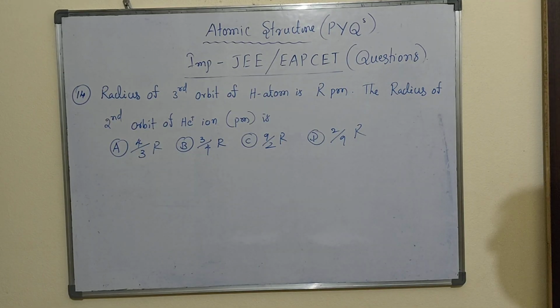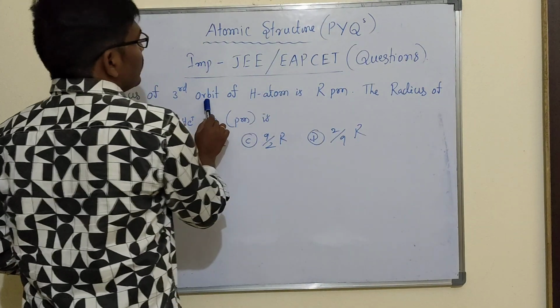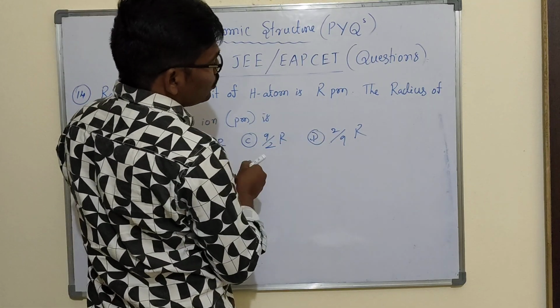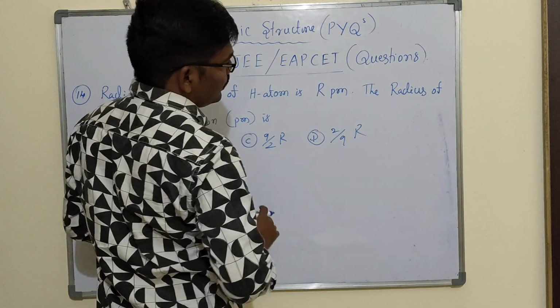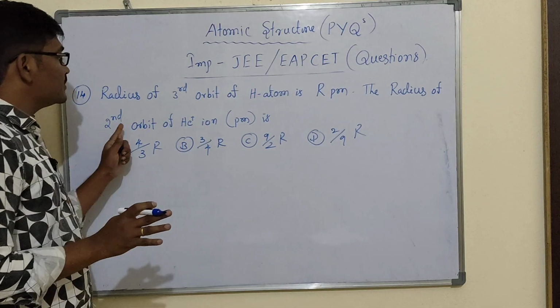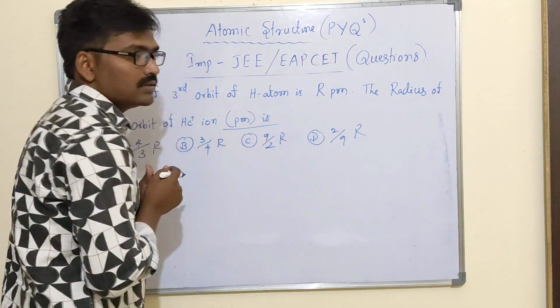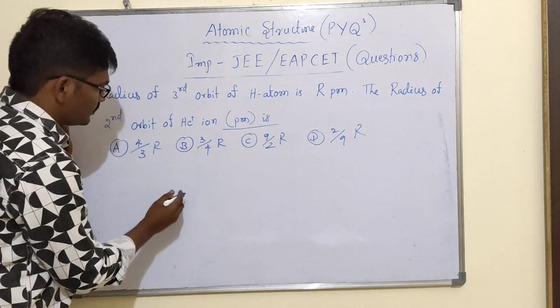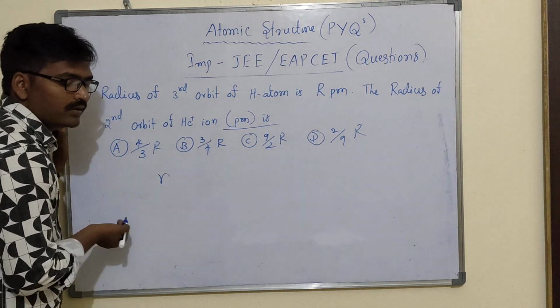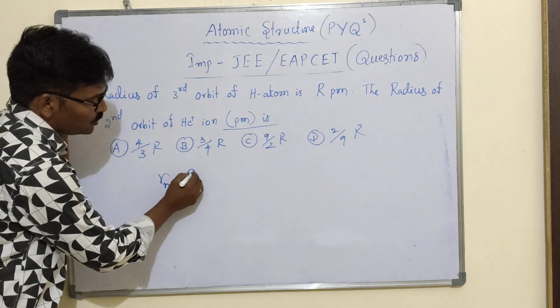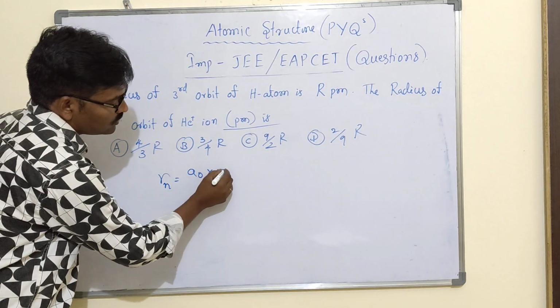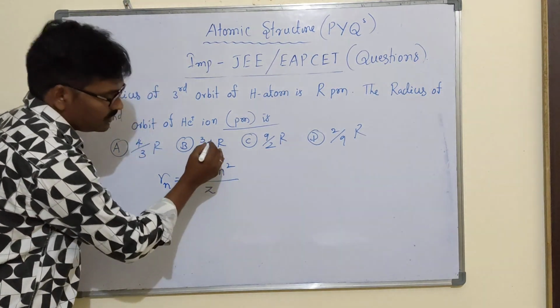Yes, look at the next question. Radius of third orbit of hydrogen atom is r picometers. The radius of second orbit of helium ion is how many picometers? They are asking a question like this. So actually radius of nth orbit is equal to a naught into n square divided by z. This is the formula.